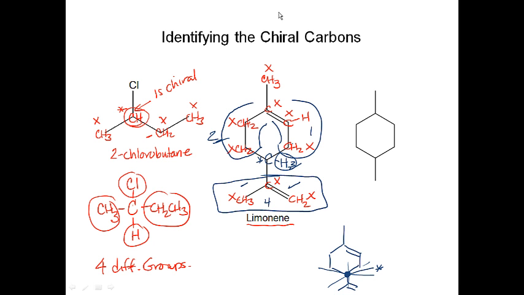All right, how about this? How about the last one? 1,4-dimethyl cyclohexane. Are there any chiral carbons in this molecule? Well, I can eliminate the CH3s. I can eliminate the CH2s. And all I have left are these two CH groups. Are those two carbons chiral?